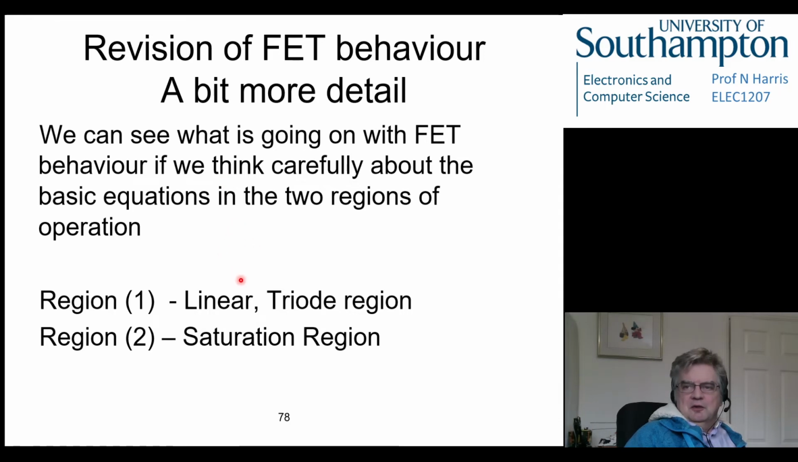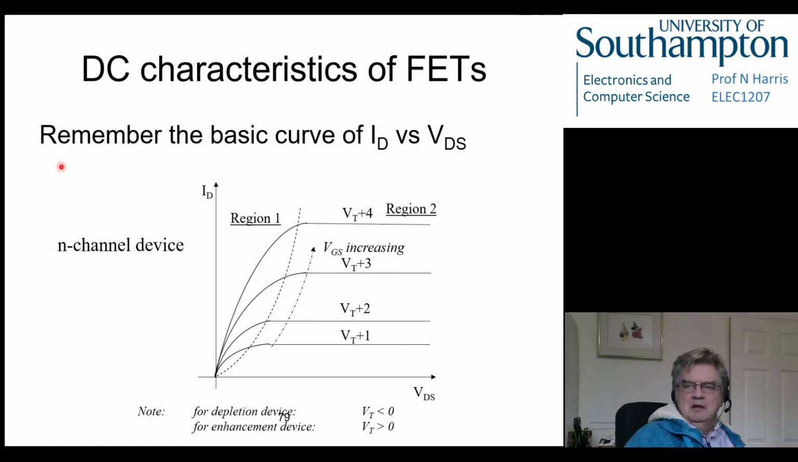Let's think about what's going on. So we've got these two regions. We've got the linear region, sometimes called a triode region, but we'll call it linear, and we've got this saturation region. And we've got this basic curve for output current against the drain source voltage. And we remember that this makes it into a constant current source, this flat bit here, because it doesn't matter what we make VDS in this range here, the current stays the same.